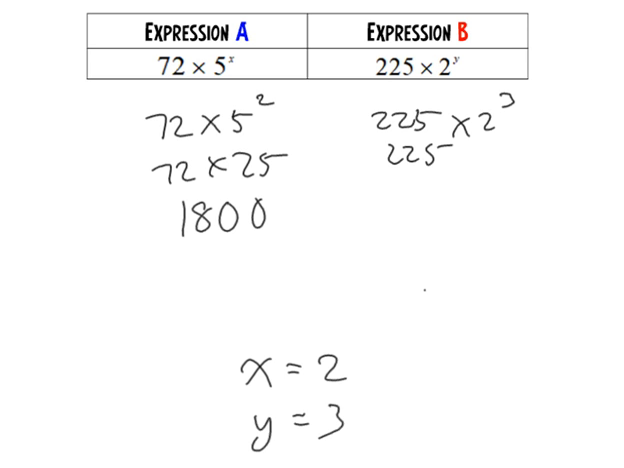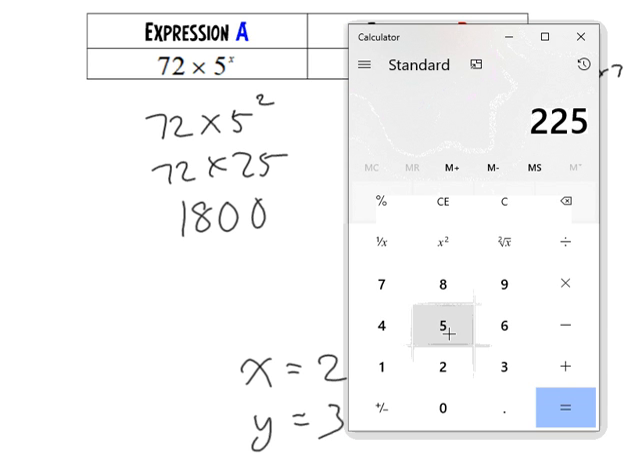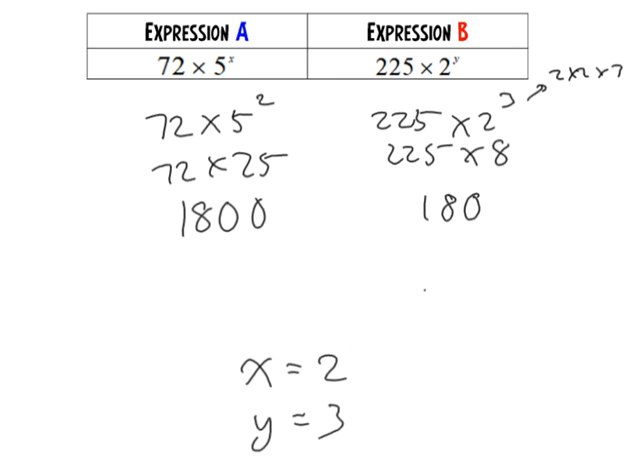And if I go 225 times 2 cubed, well, 2 cubed means 2 times 2 times 2, which is 8. So take my calculator and go 225 times 8. And the answer is also 1800. So we did achieve the answer using what's called prime factorization. In this case, x has to be 2 and y has to be 3 in order for expression A to equal expression B. Hopefully you got that right.